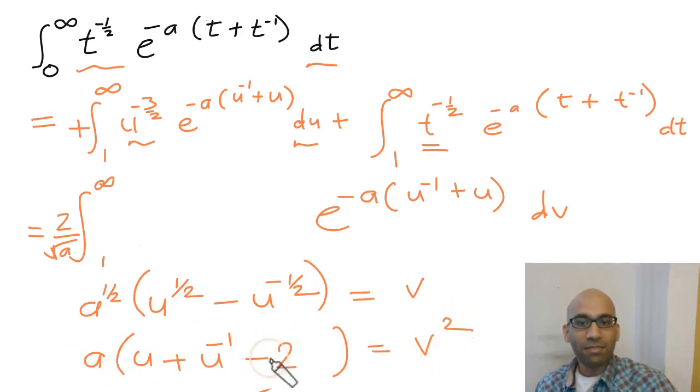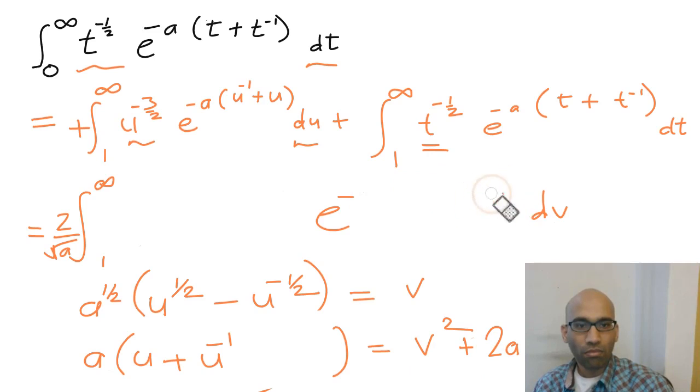Now let's bring this minus 2a to the other side. So we brought this 2a to the other side now, and we can substitute a times u plus u power minus 1 right over here. Instead of that, we plug in v squared plus 2a. And now we're pretty much done.